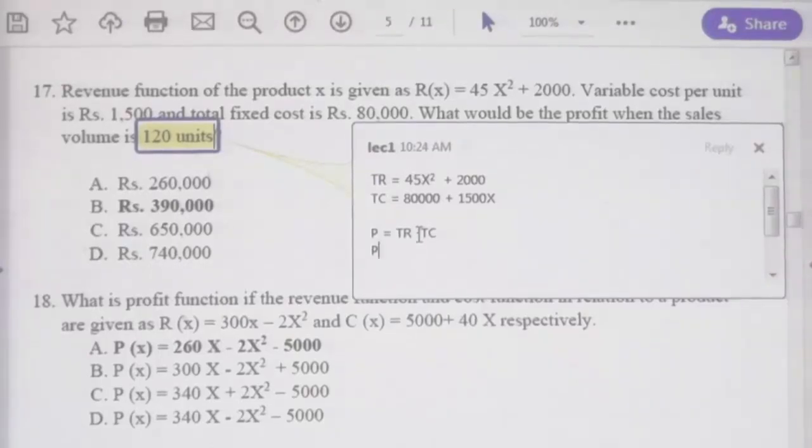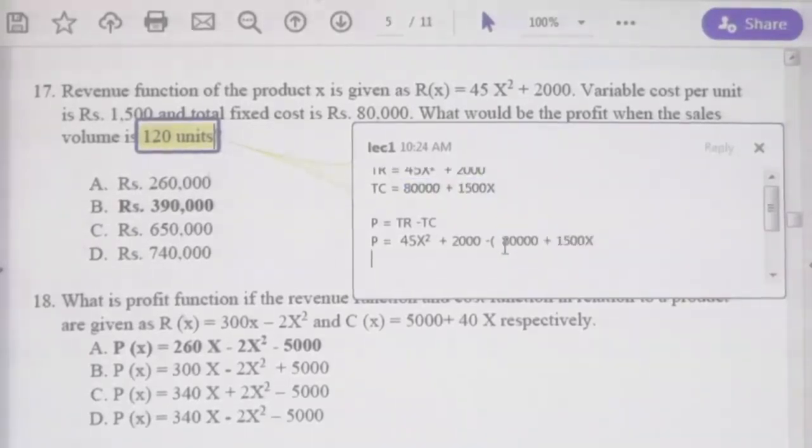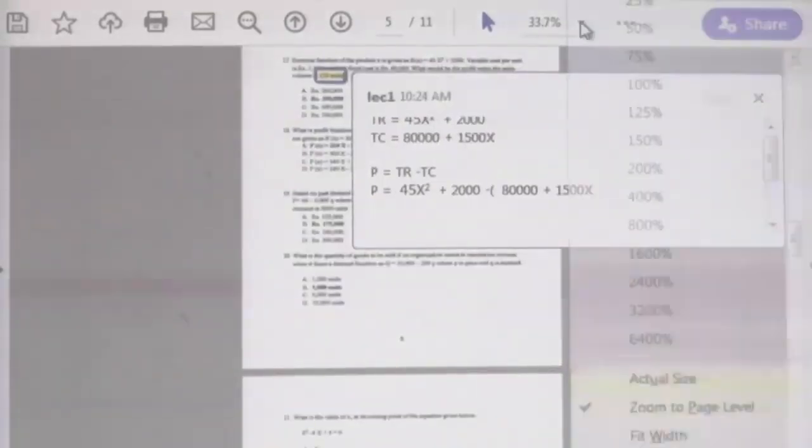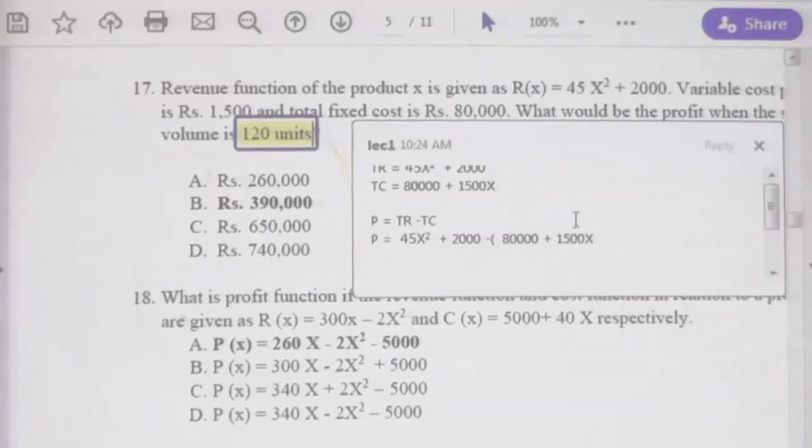Therefore, for the profit function, this is the total revenue. We can copy and paste here, but don't copy and paste by yourself; you have to write it down in your answer sheet. Then minus the entire total cost formula here. This is the total cost. Total revenue minus total cost. Now let's simplify this formula.